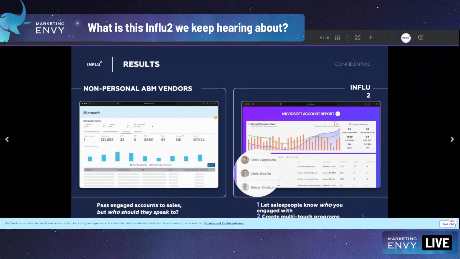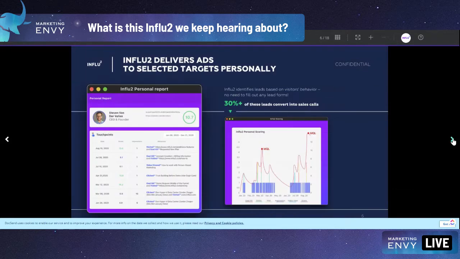exactly who you're targeting. So in most ABM tools, what you'll do is say, okay, I want to target Microsoft, I want to target a company, and you'll have an IP identification or cookie identification of people working in the company. At best, you can tell, I want to talk to people at Microsoft who are in IT or in a department. With Influ2, you can actually target specific people.